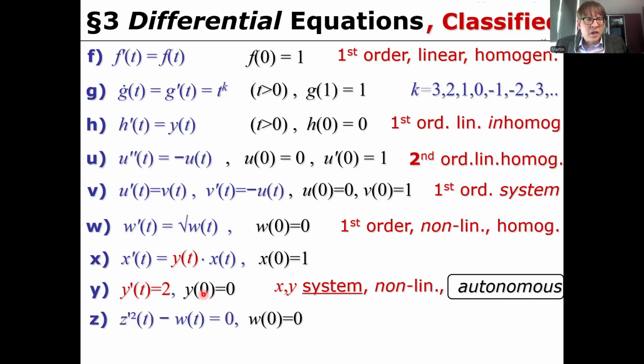And finally, we want to see an example of a so-called implicit differential equation. So here you see z prime, so first order derivative, but it's squared. So this is nonlinear. It doesn't say, like here, x prime or w prime should be equal to something, but some equation involving z prime squared minus wt should be equal to 0. So that's a first order nonlinear implicit differential equation.